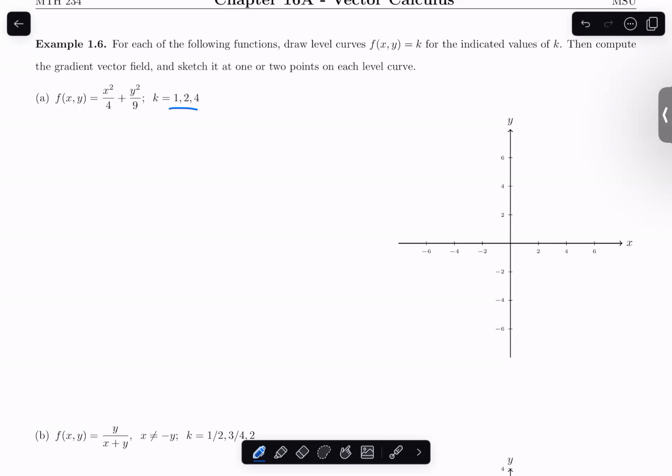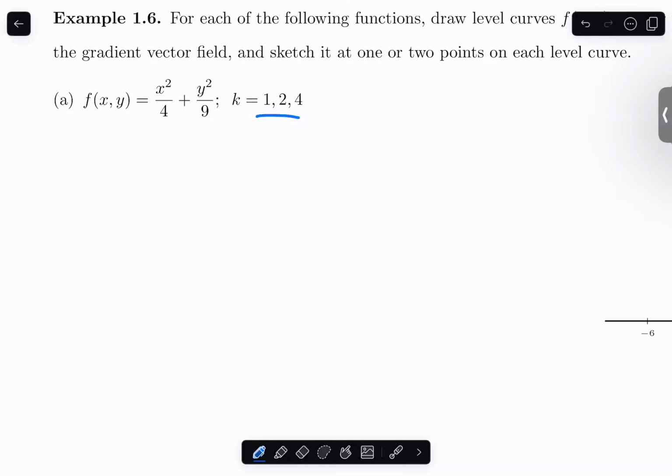So let's go ahead and first sketch out our level curves. If k is equal to 1, remember these level curves are all the outputs for our function. So it'd be that the function is equal to 1, x squared over 4 plus y squared over 9. Again, I'm dealing right now with k equals 1. Then we'll do k equals 2 and then k equals 4, right? So it's given us our specific set of level curves here.